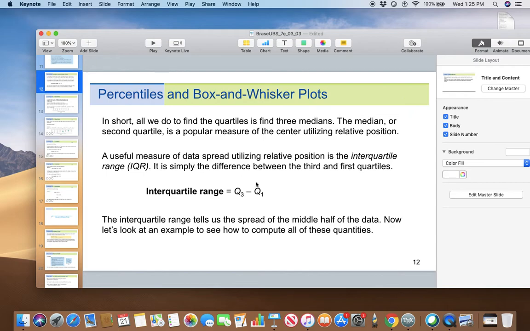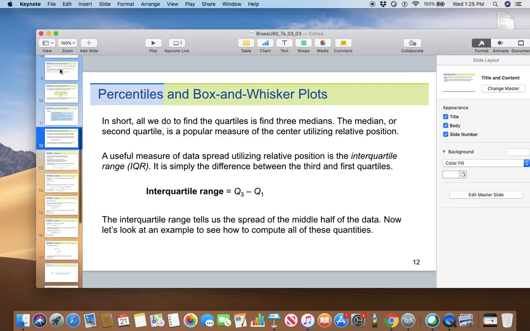So here is one useful measure that is called the interquartile range, IQR. It is simply the difference between the third and the first. So the biggest one, Q3, minus the smallest quartile, Q1.